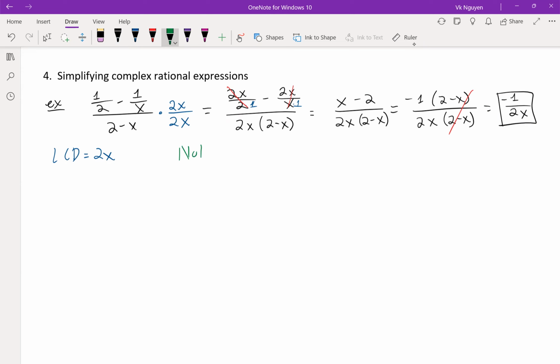Here comes a note. This is the very useful factoring in calculus. A minus b is always the same as negative of b minus a. You can just distribute and check.